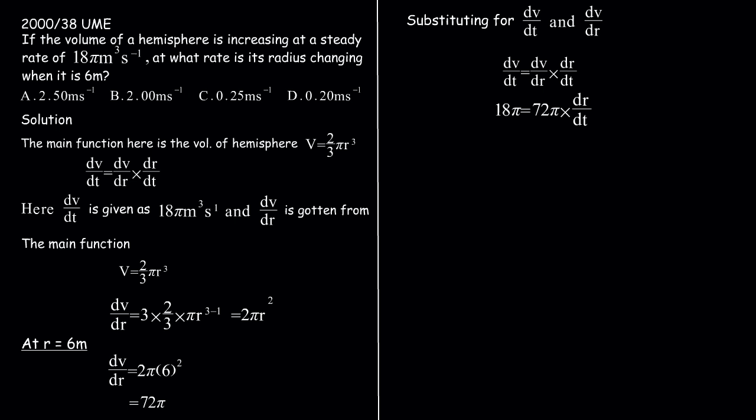And to get dr/dt, we are going to be dividing both sides by 72 pi. Dividing both sides by 72 pi, 18 pi divided by 72 pi will be equal to dr/dt. Dividing 18 pi by 72 pi, that's 1/4. Therefore, dr/dt will be equal to 1/4, or 0.25 meter per second. And the correct answer is C.